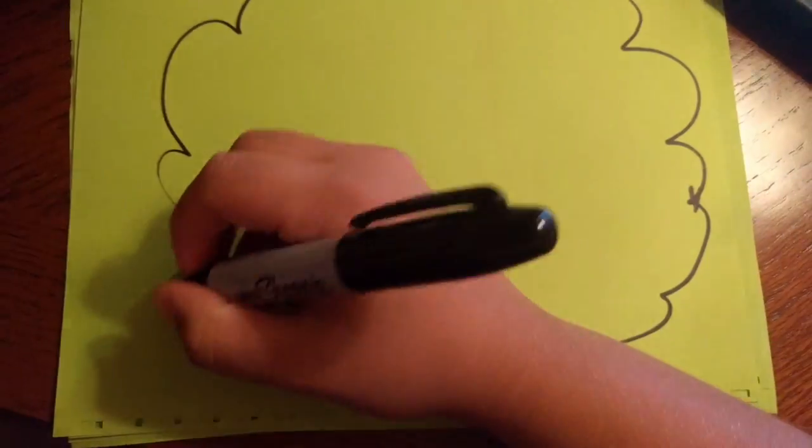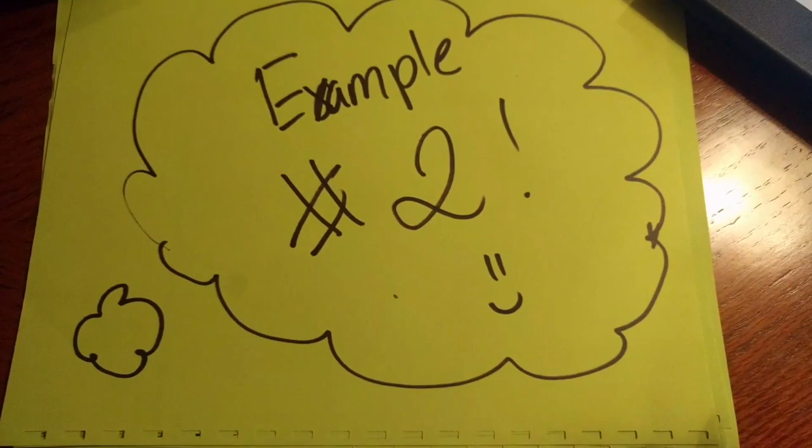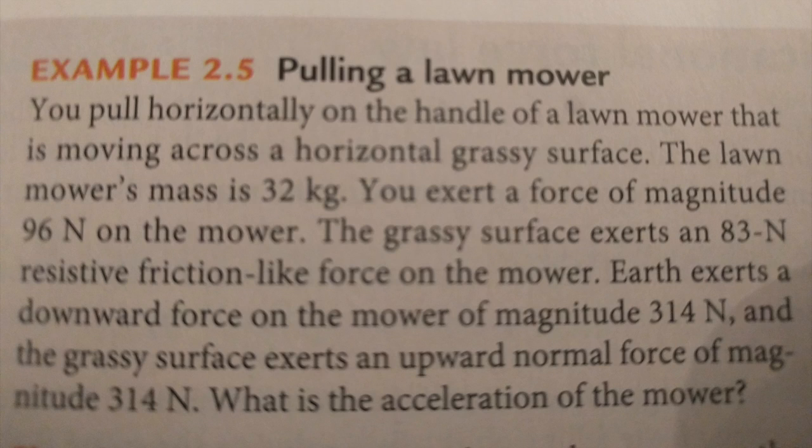Now time to get a little bit more difficult with example problem number 2. It states you pull horizontally on the handle of a lawnmower that is moving across a horizontal grassy surface. The lawnmower's mass is 32 kilograms. You exert a force of magnitude 96 newtons on the mower. The grassy surface exerts an 83 Newton resistive friction-like force on the mower. Earth exerts a downward force on the mower of magnitude 314 newtons, and the grassy surface exerts an upward normal force of magnitude 314 newtons. What is the acceleration of the mower?